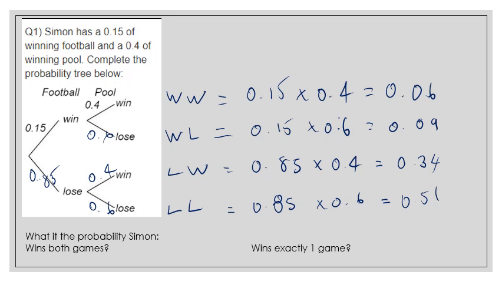Look down the bottom now, probability that someone wins both games, so we can just read that off. That's going to be win and a win. So that's over here, 0.06. Wins exactly one game. So we've got one win here, one win here. Add these two together, so 0.43.